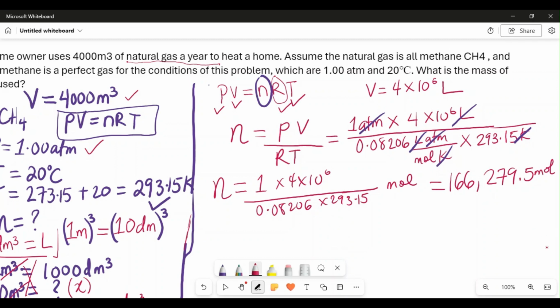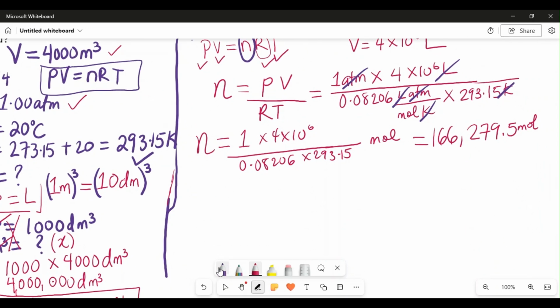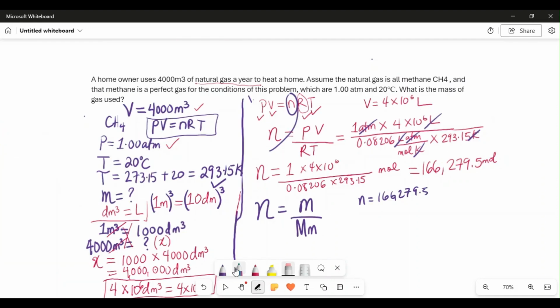So now we have the number of moles. From the number of moles, we're supposed to find the mass. To do that, we have to remember the very common formula in chemistry, which is number of moles equals mass over molar mass. We have the number of moles, 166,279.5. Since we know the identity of the gas to be CH4, we can easily find the molar mass of CH4 by calculating it.